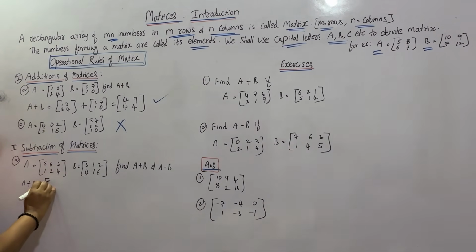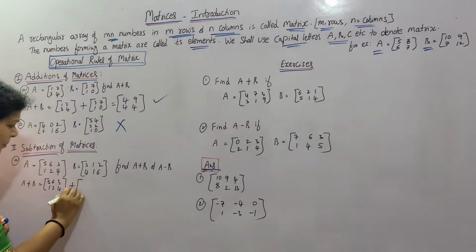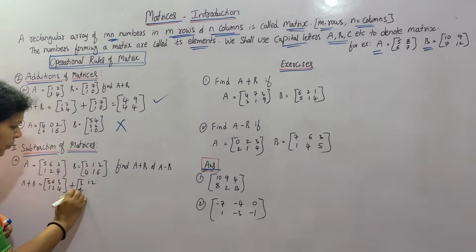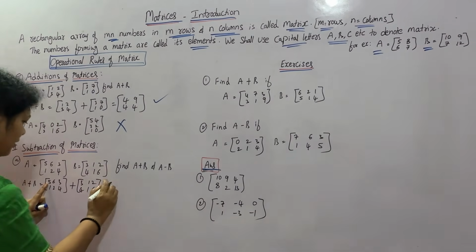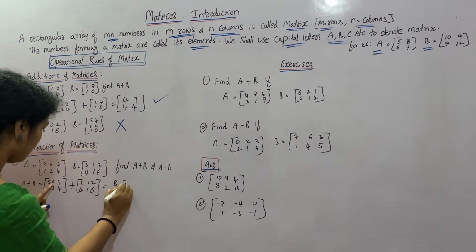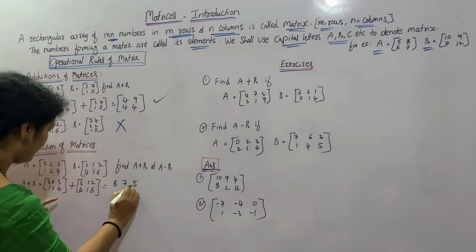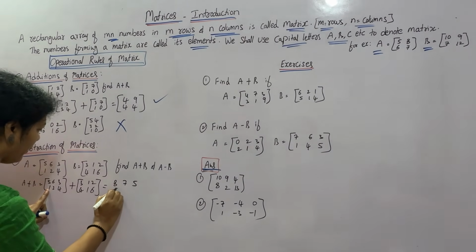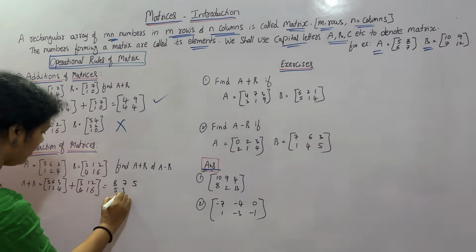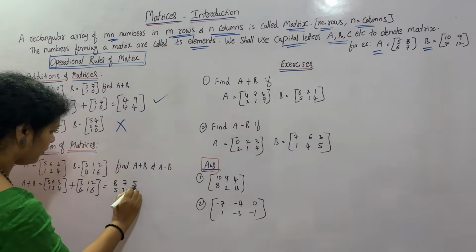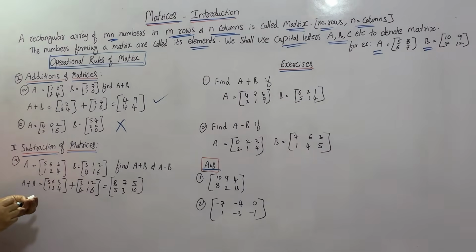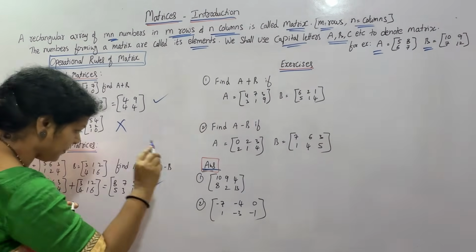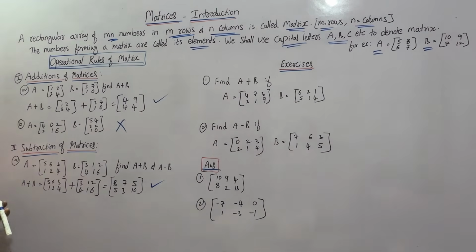A plus B is 5, 6, 3, 1, 2, 4 plus 3, 1, 2, 4, 1, 6. We'll add it and write: 8, 7, 5, 5, 3, 10. So this is the answer of A plus B. Clear?